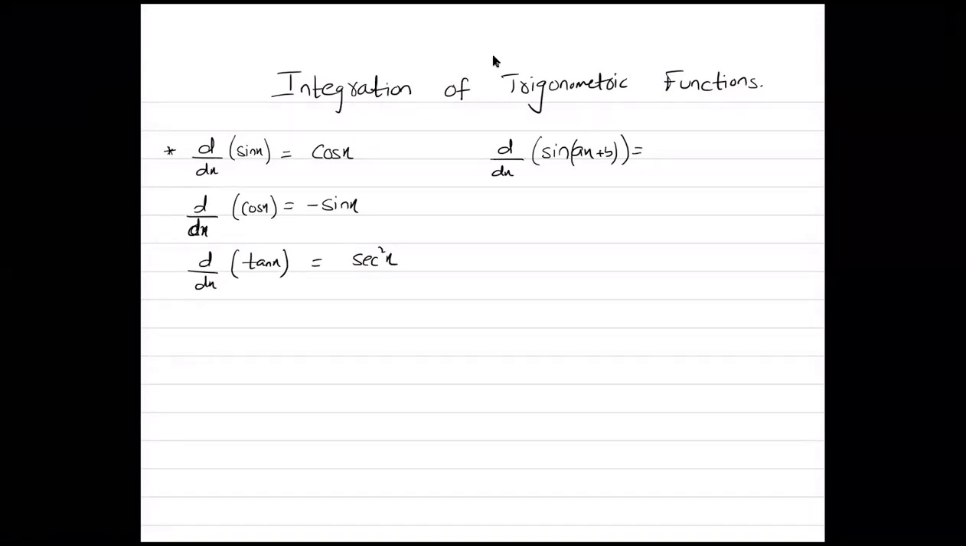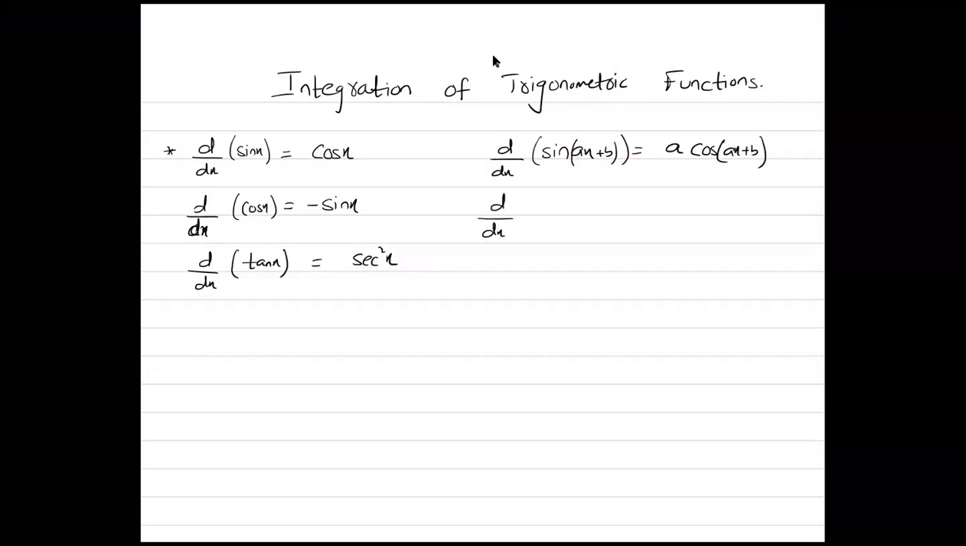Extending this further, differentiation of sine of ax plus b was... Differentiation of sin x is cos x. So differentiation of sine of ax plus b is going to be cos of ax plus b, and then we multiply with the differentiation of the bracket. That's correct. So times a.